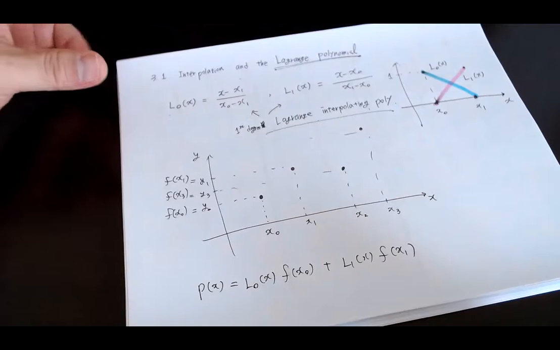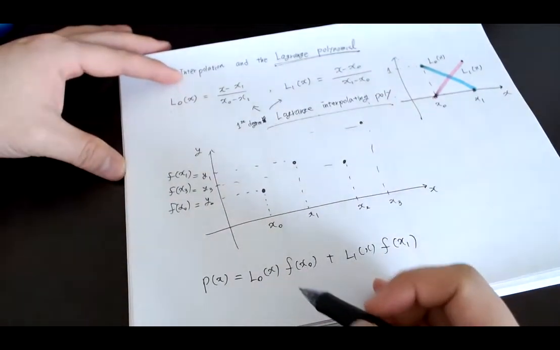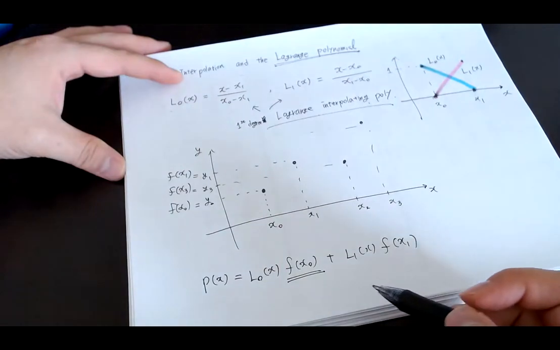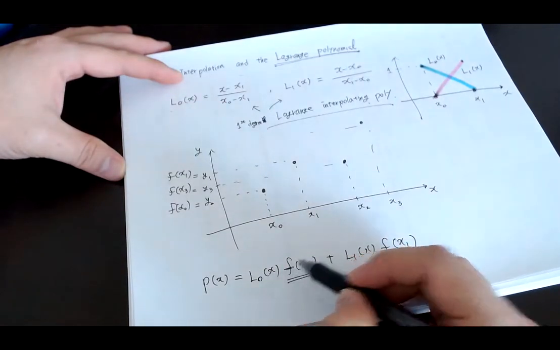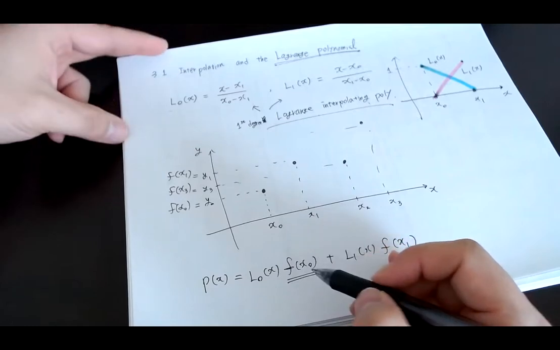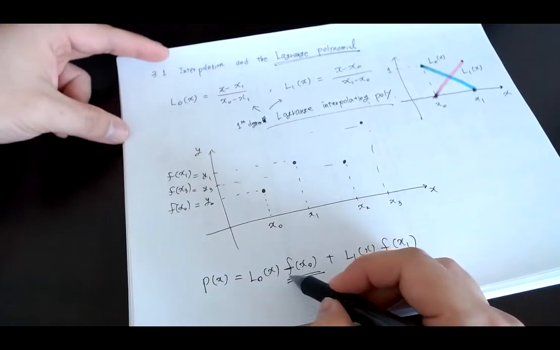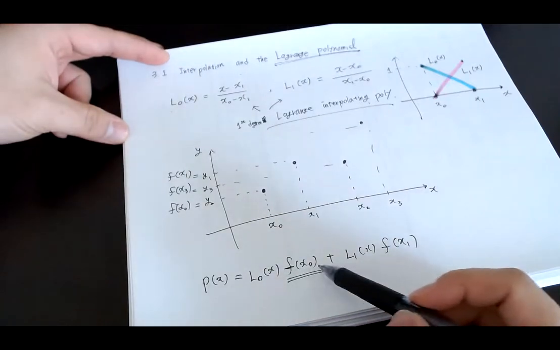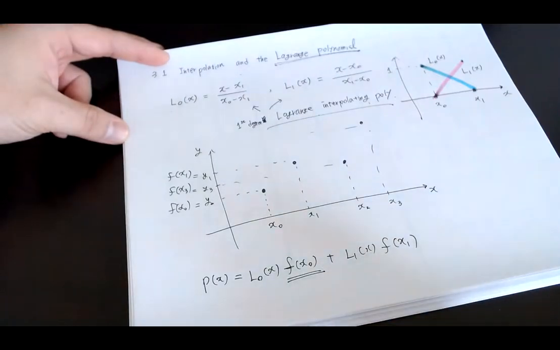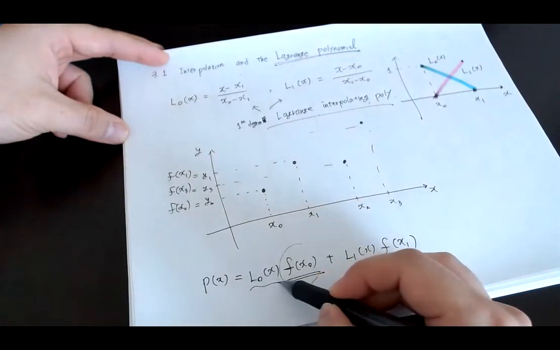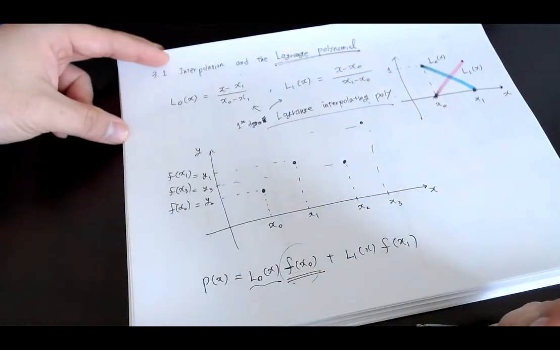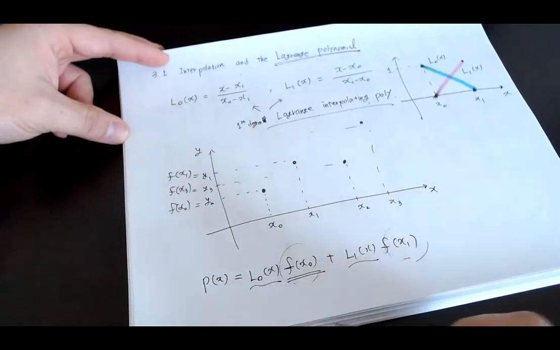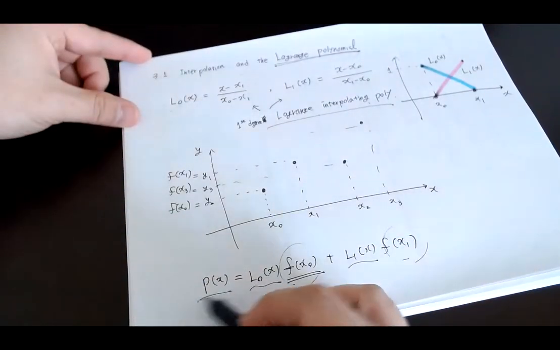Okay, then what happened? Look at this. f of x naught is a real number, right? Even if f is a non-polynomial function, the evaluation of f at x naught must be a real number. So this is a real number. L naught of x is what? A polynomial, actually a linear function, right? This is a polynomial. That's a real number. So the sum of two polynomials is what? A polynomial. So p of x is a polynomial, right?